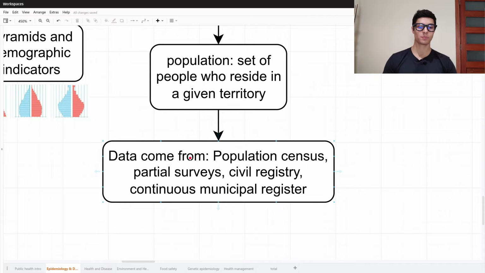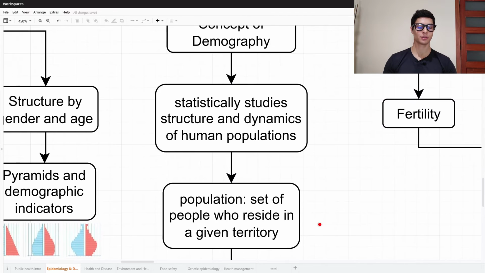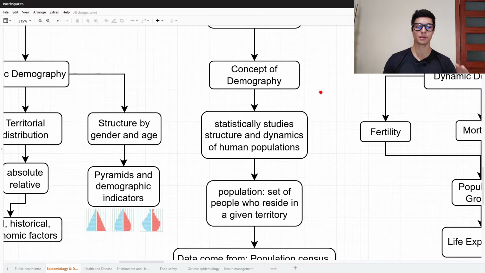Well, the data come from the population census, which is something here in Spain we do every 10 years. Then the partial surveys that are sent to people so they can fill them up. Then we have, of course, the civil registry that everybody needs to be on, and the continuous municipal register. So these are the main ways the epidemiology associations and demography ones study the population.